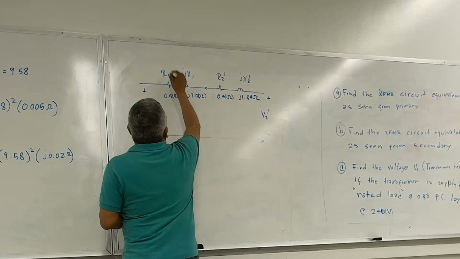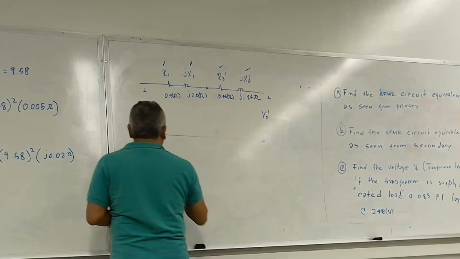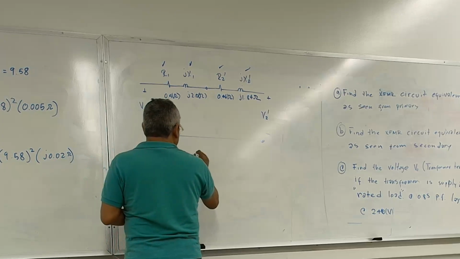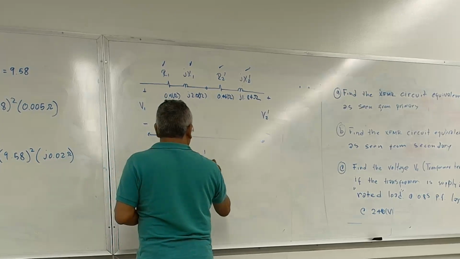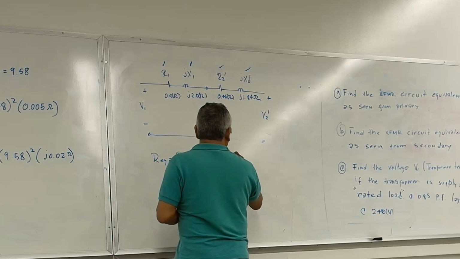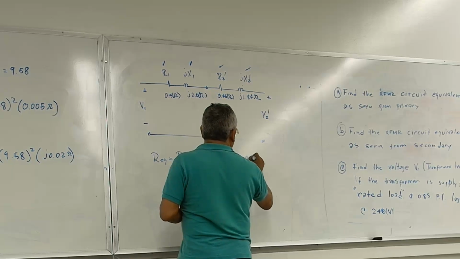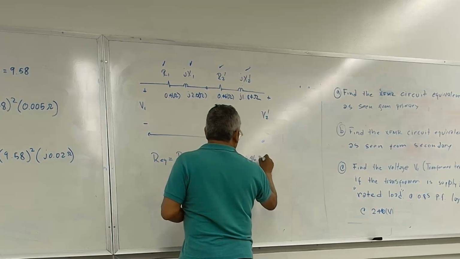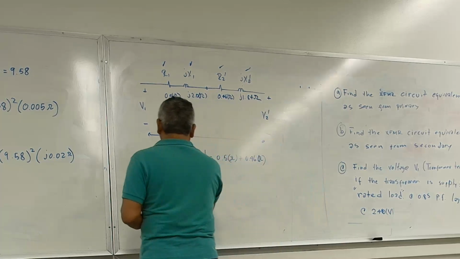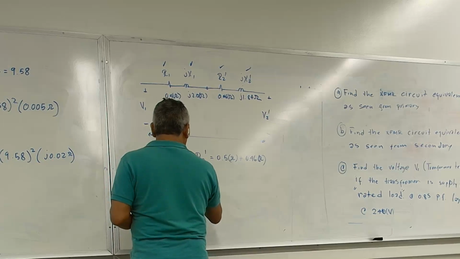Okay, then this and this and this and this we're going to combine, so we're going to say REQ is equal to R1 plus R2 prime, which is equal to 0.5 ohms plus 0.46 ohms, and that's 0.96, right? So REQ is equal to 0.96 ohms.